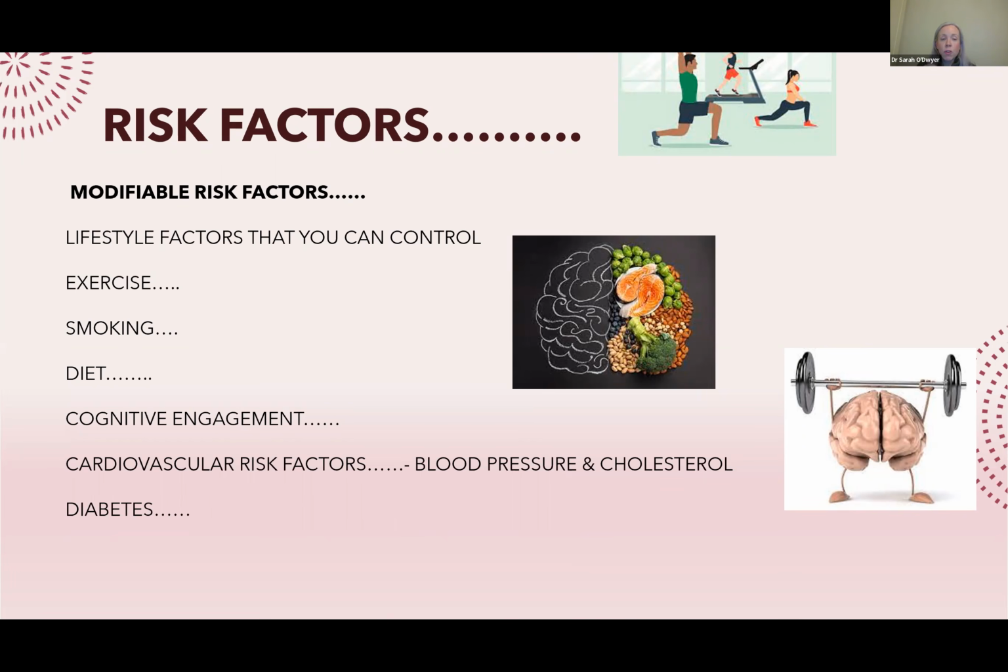Okay, so the first one is exercise. Exercise is so good for you in so many ways. It's not just good for reducing your risk of developing cognitive impairment and dementia. It basically reduces your cardiovascular risk factors. And by reducing your cardiovascular risk factors, you're reducing your risk of developing other conditions like dementia, mental illness in general, diabetes, etc., and also heart disease.